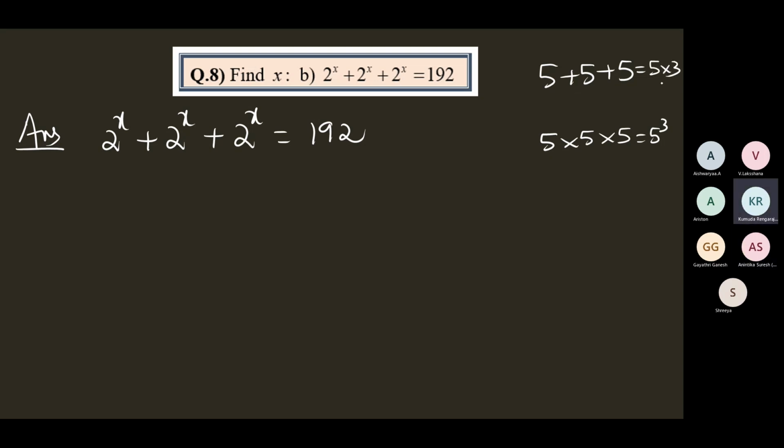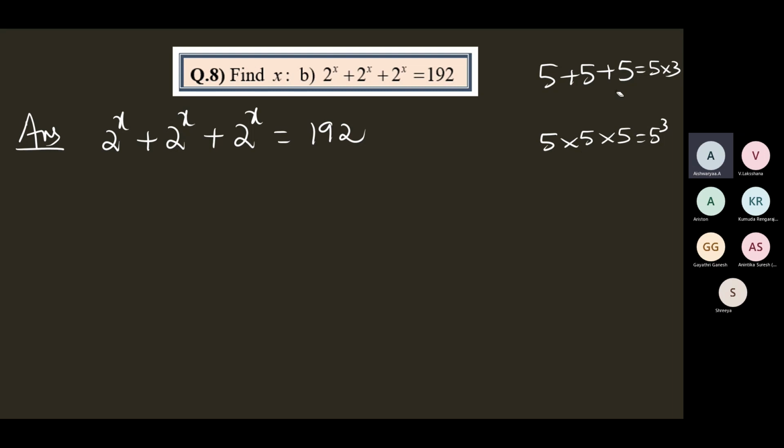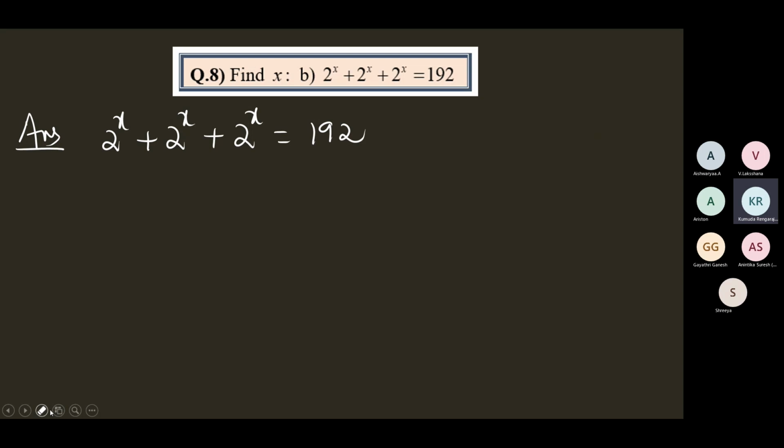Repeated addition is multiplication. Repeated multiplication is written in the exponential form. This is Aishwarya. I said 5 into 3. See, repeated addition is multiplication.